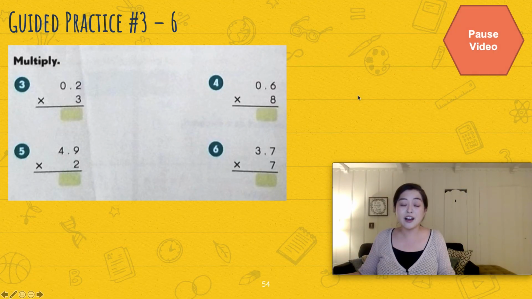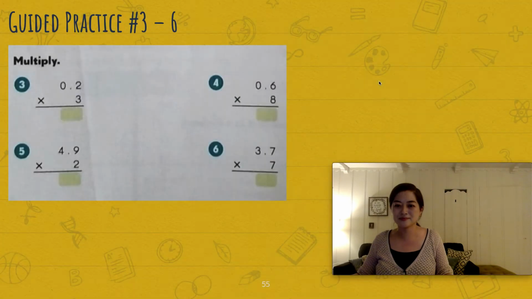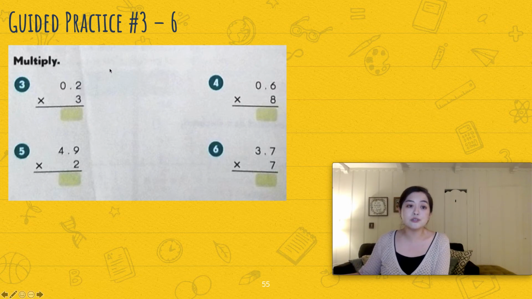All right. Why don't you try and do this on your own, and let's check your answers when you're ready. You must be ready. All right, let's look at 3. So we're going to just do this, 2 times 3, which is 6. Then we have to do 0 times 3, which is 0. And then we're going to drop the decimal point, and that is 0.6.